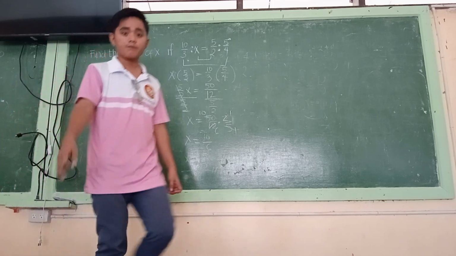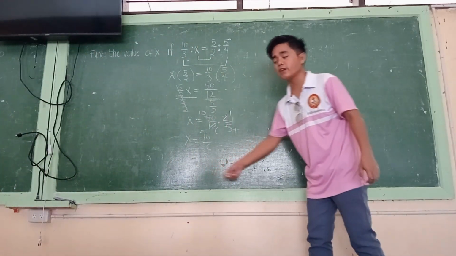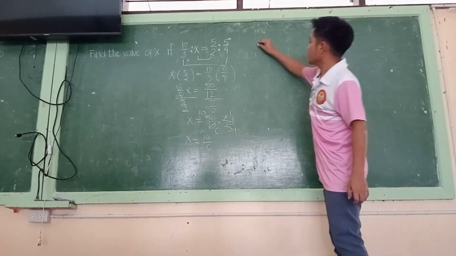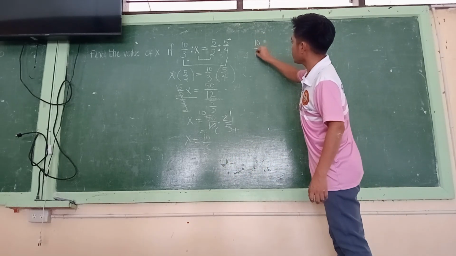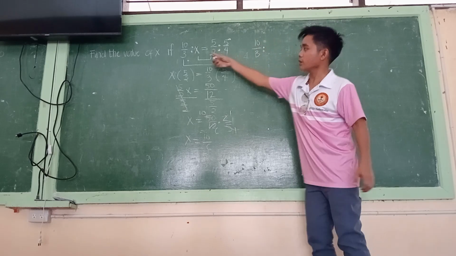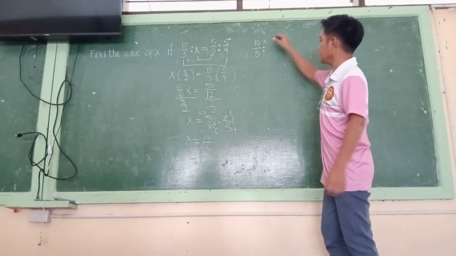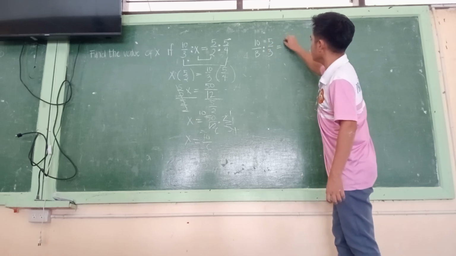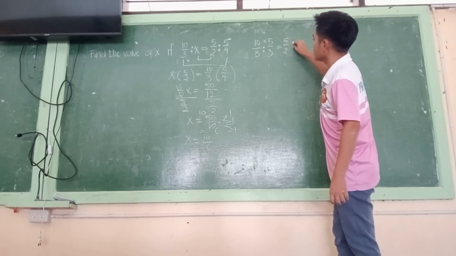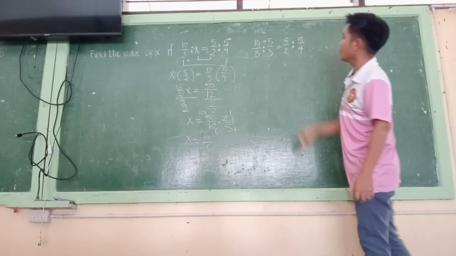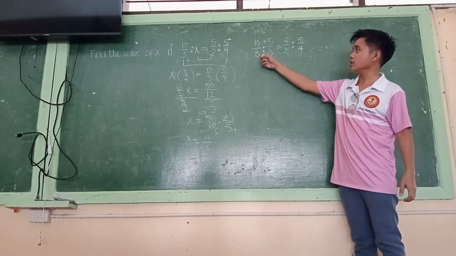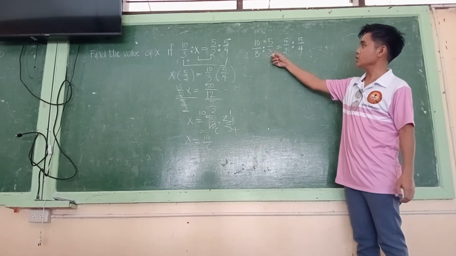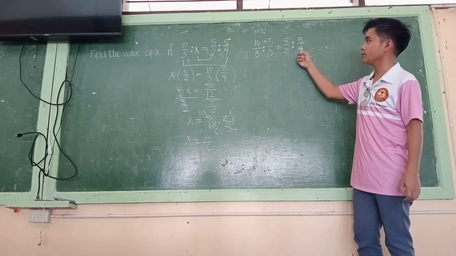Okay, let's check if the value of x is equal to 5 over 3. So that is 10 over 3 is to, we put in x, 5 over 3, is equal to 5 over 2 is to 5 over 4. So we have 10 over 3 is to 5 over 3, replacing x, and is equal to 5 over 2 is to 5 over 4.